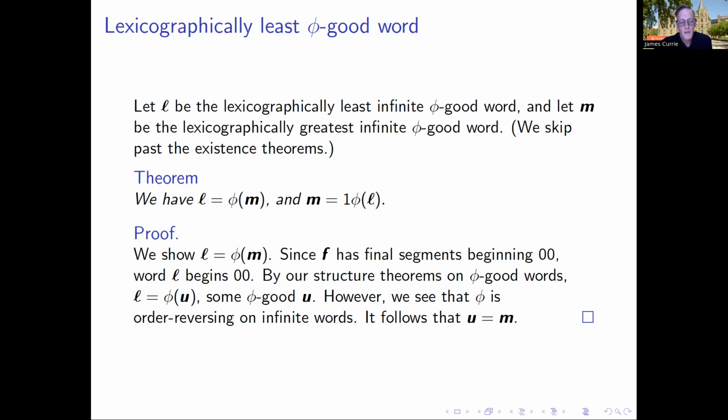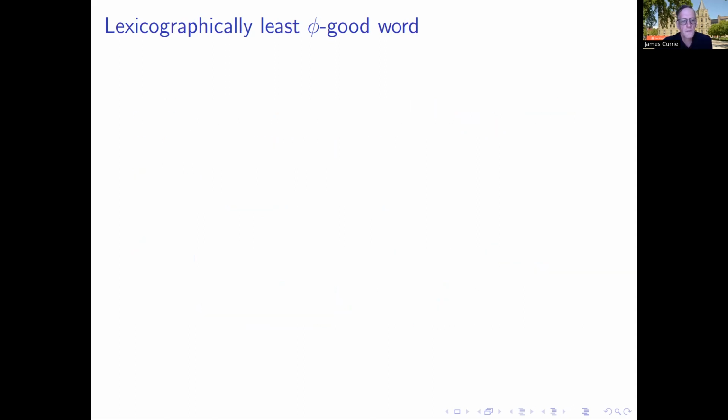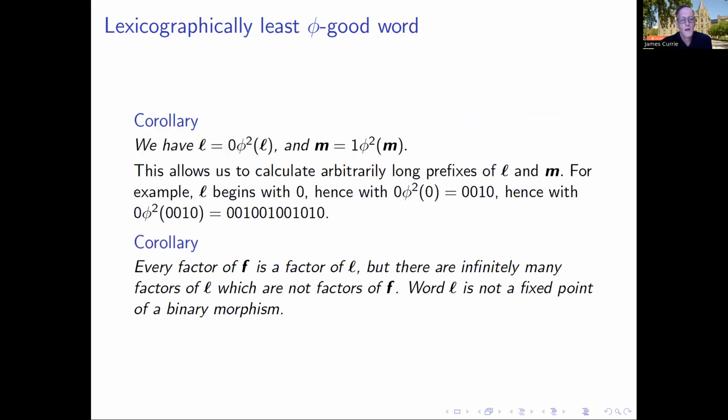Now, once we have this theorem, we can simply compose these results with themselves, and we get a relation on L. L is phi squared of L, and M is 1 phi squared of M. So this allows us to calculate arbitrarily long prefixes of L and M. So for example, L begins with 0. So it begins with phi squared of 0, which is 0010. And therefore it begins with phi squared of 0010, and we can get longer and longer prefixes of L.